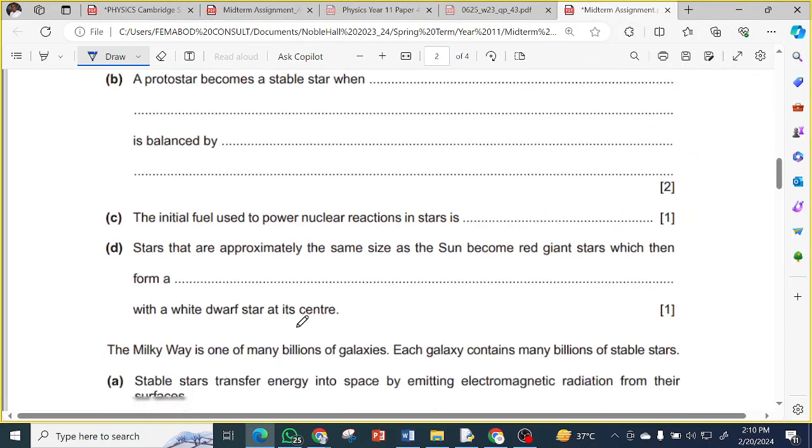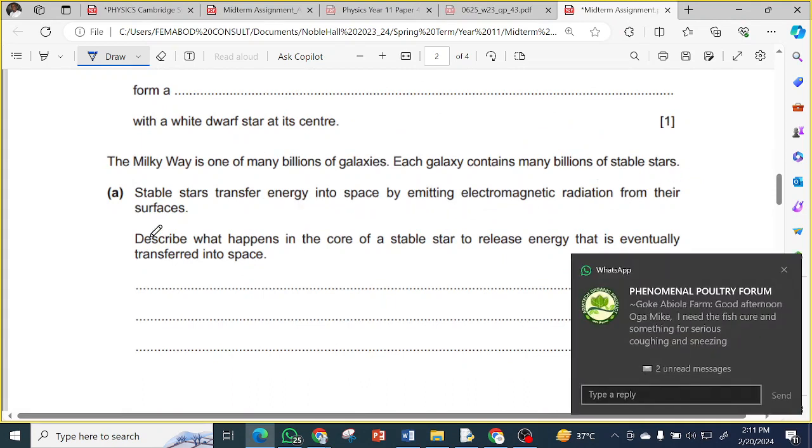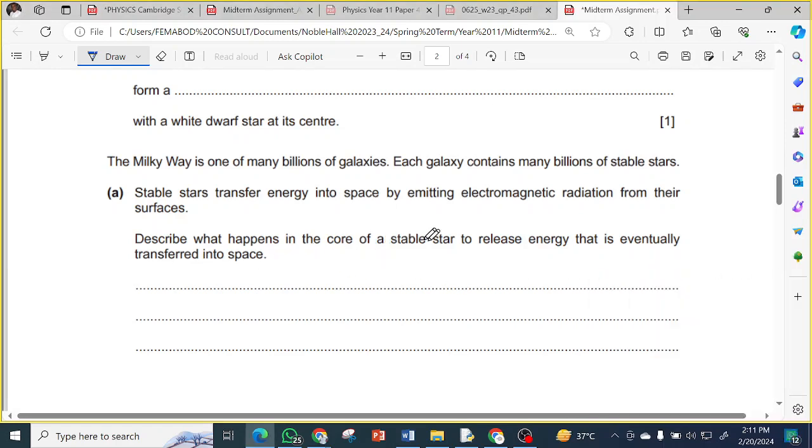So what's the next question now? They said the Milky Way is one of many billions of galaxies. Each galaxy contains many billions of stars. Stable stars transfer energy into space by emitting electromagnetic radiation from their surfaces. Describe what happens in the core of a stable star to release energy that is eventually transferred into space.